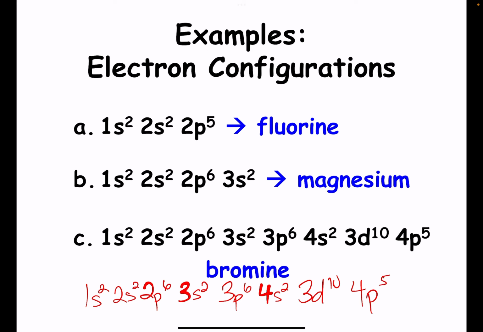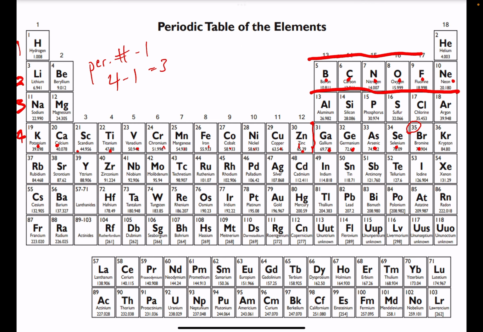Okay? So if you take your calculator and add all those up, you should get 35, which is the atomic number for bromine, which tells us how many protons bromine has. And like we said before when we were talking about atoms, the atomic number, the protons, is equal to the number of electrons in a neutral atom.